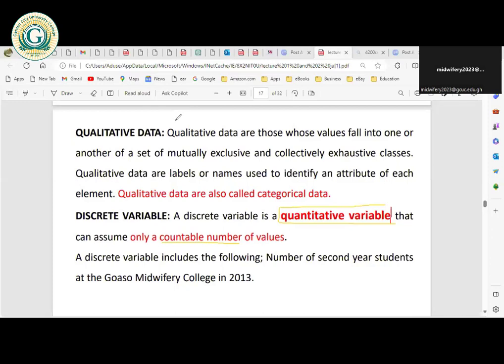If I ask your age, you give me 44, 23, 22, and so on. There's no way you're going to tell me 33.4 or 32.1. And so discrete variables are always numeric in nature, but they take on only the countable numbers. Discrete takes on only the countable numbers.